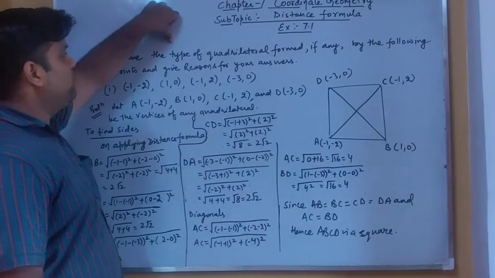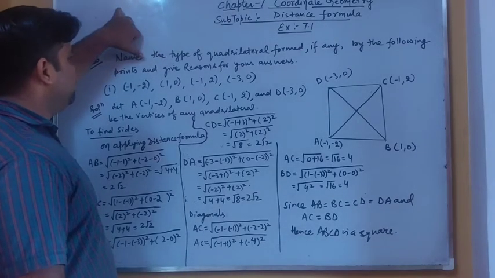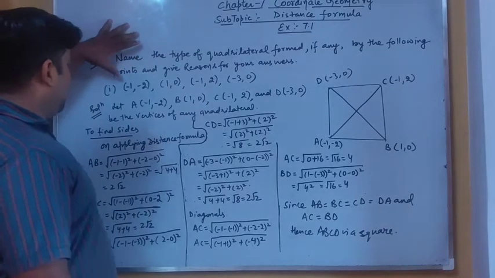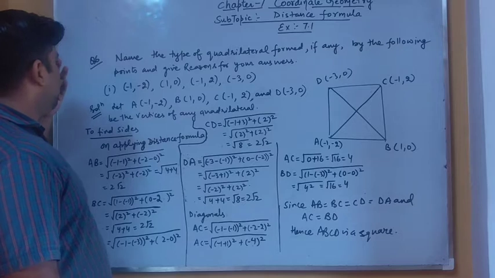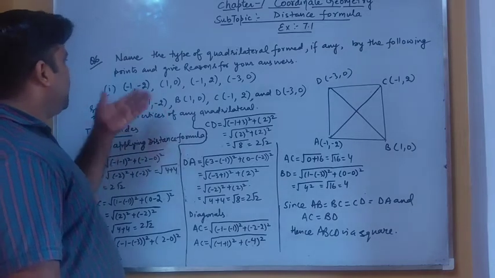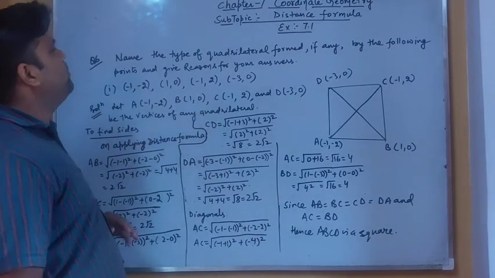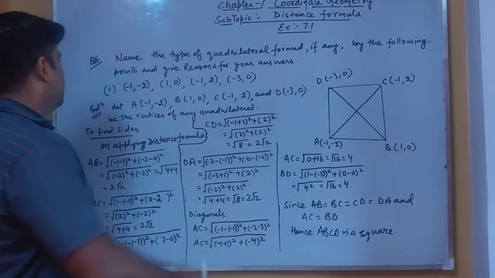Name the type of quadrilateral formed, if any, by the following points and give reasons for your answer. Here in the question we have been given 4 points. So we have to find what type of quadrilateral is formed by these 4 points. So let us come to the solution.